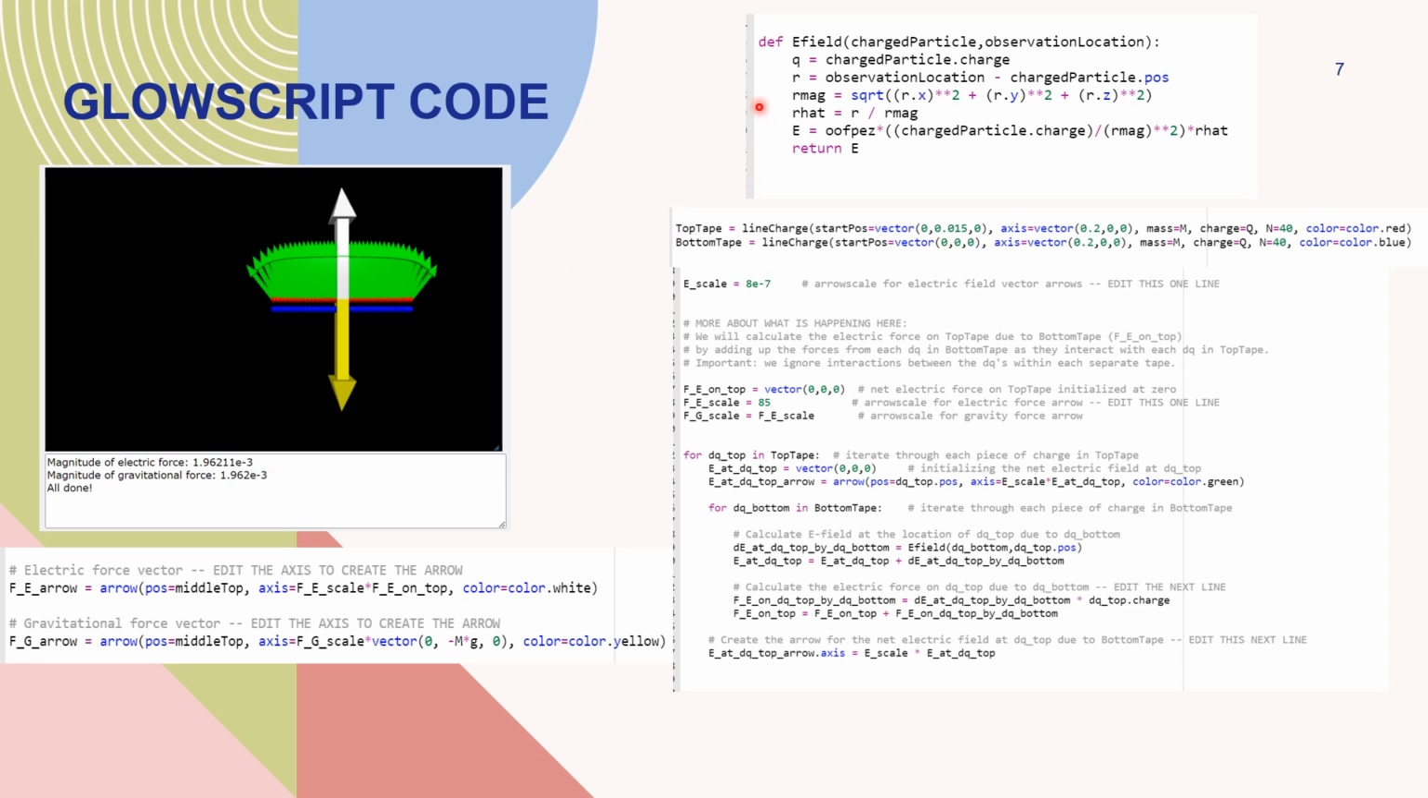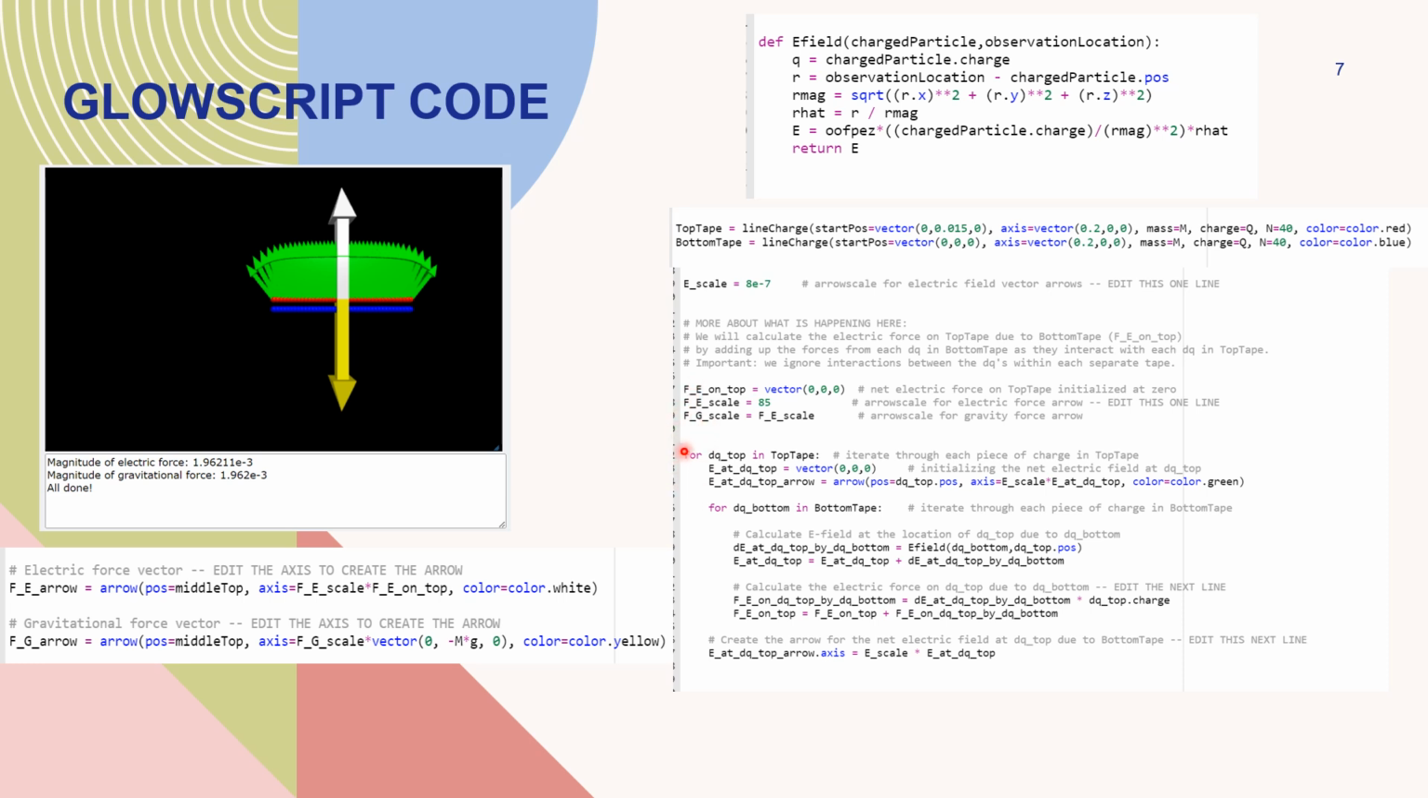And then over here we had a method to find the current electric field. We used Coulomb's law, which was kQ1Q2 over r squared, and we returned the value of the electric field. Over here, that was the mapping of the top tape and the bottom tape, which was the blue and the red line that you can see over here. We set the scale to 8e-7, and then we initialized the force scales.